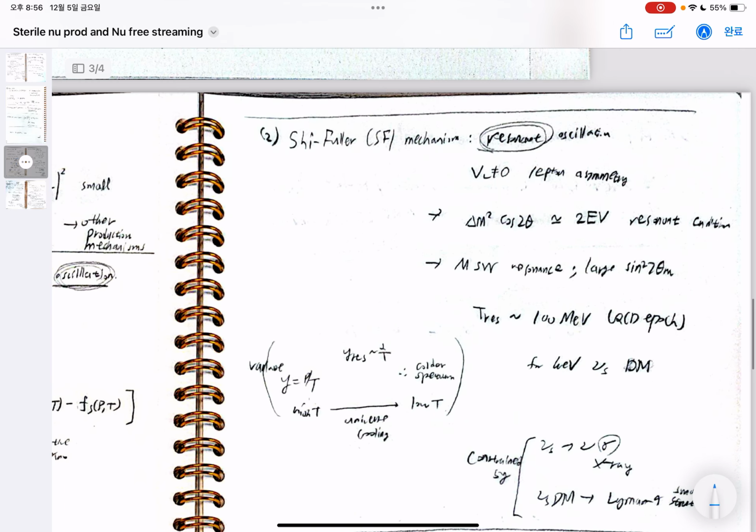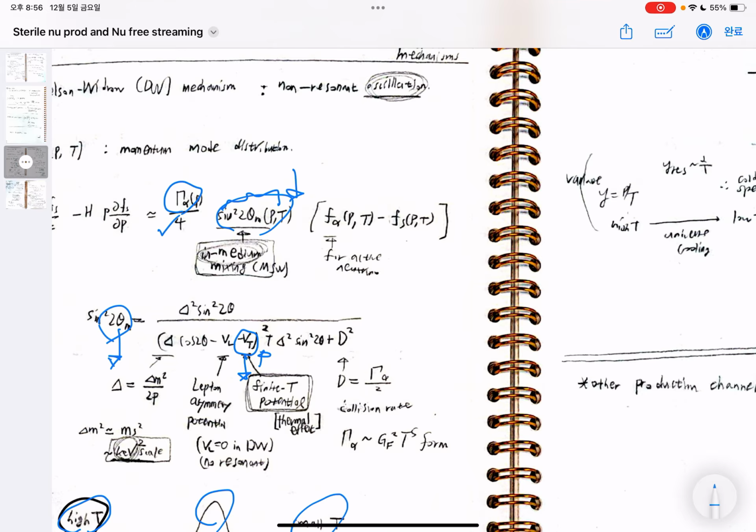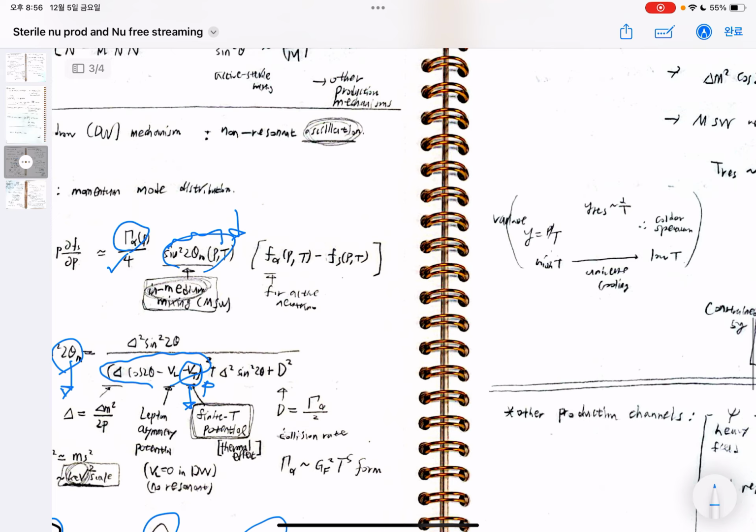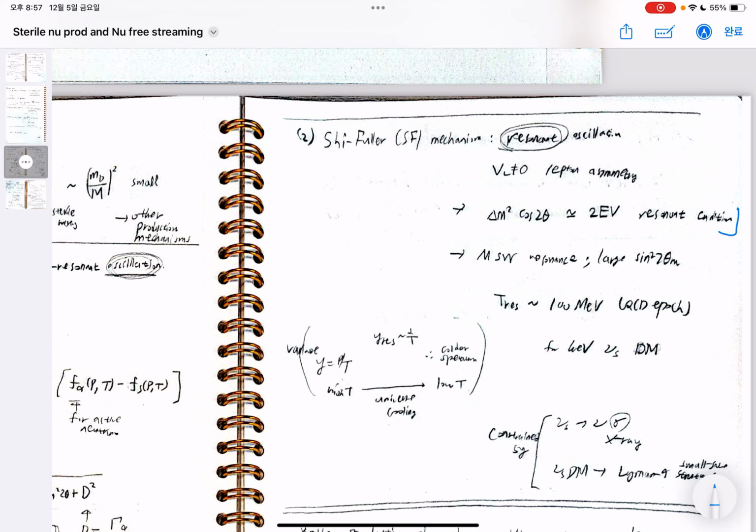The other possible one is the Shi-Fuller mechanism. In this case, the resonant oscillation is adopted, and now the lepton asymmetry potential is non-zero. So in the medium mixing angle for the MSW, we can satisfy the resonant condition. So this term can be zero, which enhances the mixing angle. Such a resonance makes the mixing angle become large. And similarly, there will be some resonance temperatures around 100 MeV, corresponding to the QCD phase transition. Also, this can explain the keV sterile neutrino dark matter.